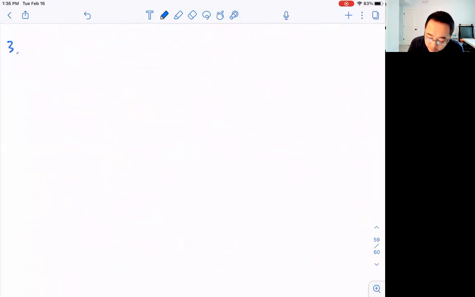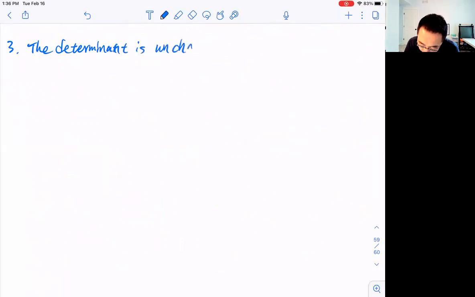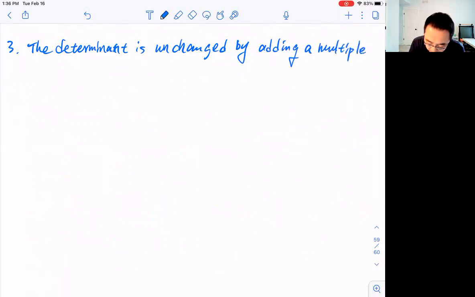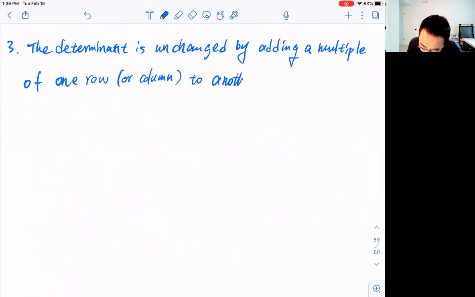Okay, finally, the third property about the determinant is that the determinant is unchanged by adding a multiple of one row or column to another row or column.